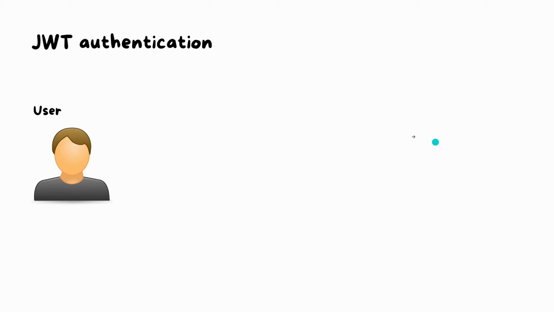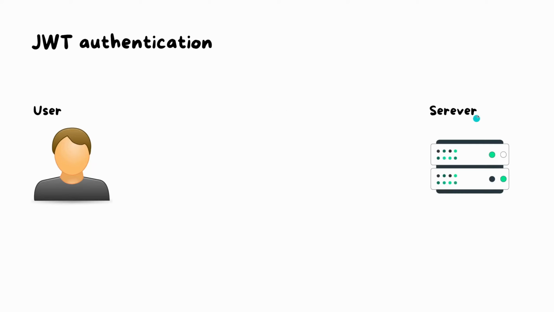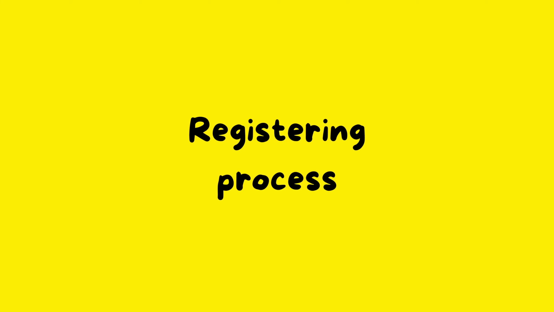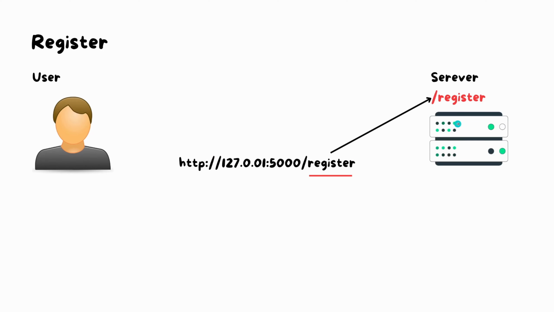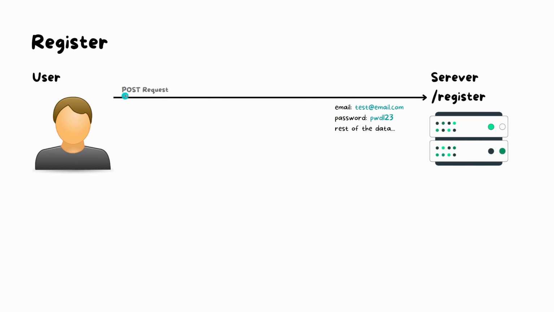Right, let's get started. We have a user and a server. Let's first start with registering a user. Alright, imagine the server has a register endpoint that accepts post requests, and if you send a post request with the user data, including email and password and the rest of the data, the server creates a hash of the password. The server turns the password string into a hash value, because we shouldn't save the actual passwords in the database, because if the database gets stolen, the passwords are not going to be stolen.